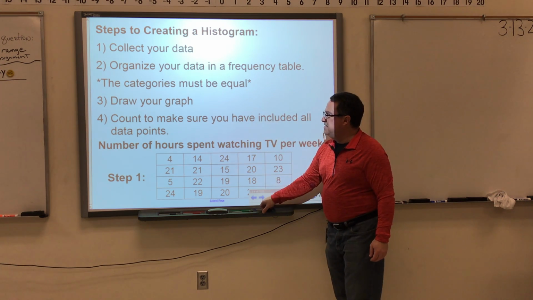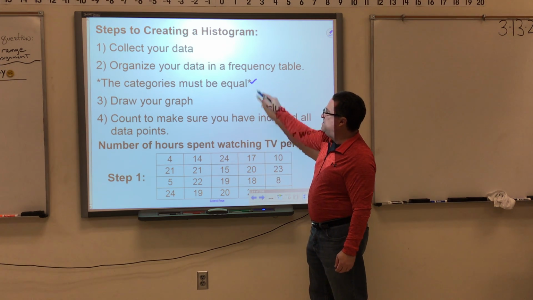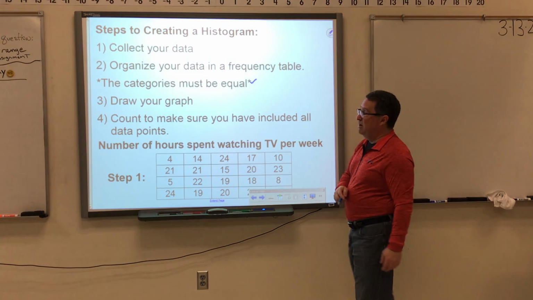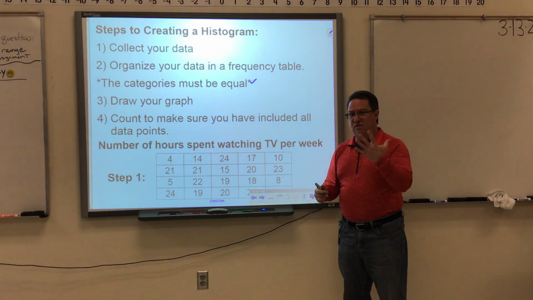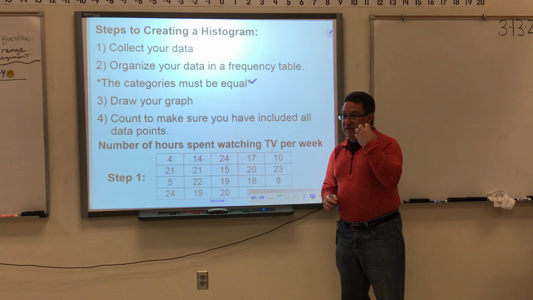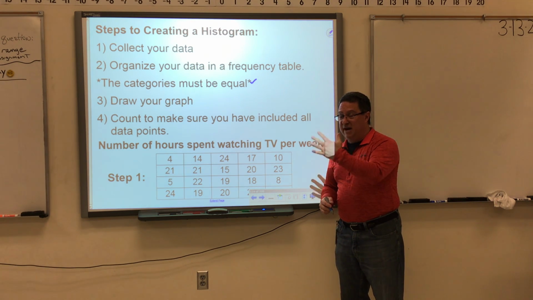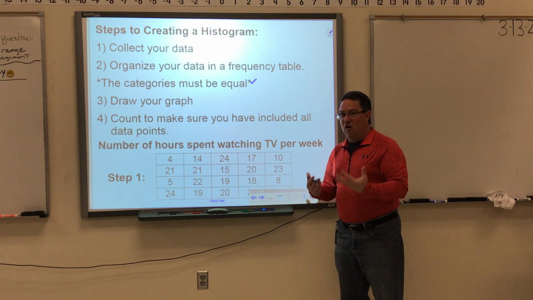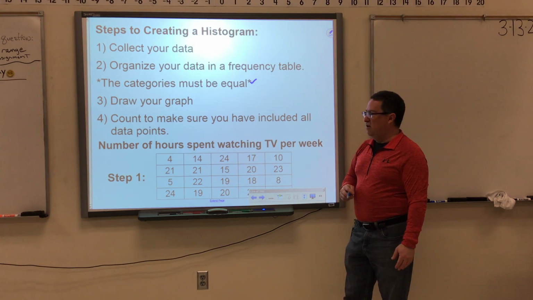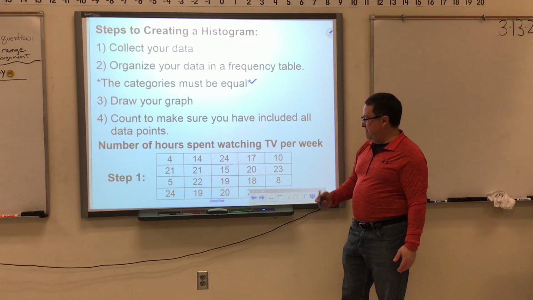I'm going to show where these asterisks are here. The categories must be equal. We're going to talk about that here in a moment. In other words, if you have 5 values in your first bar, you have to have 5 values in your second bar, 5 values in your third bar, etc., etc. They all have to be the same. Count to make sure you have included all data points, and there you have it.